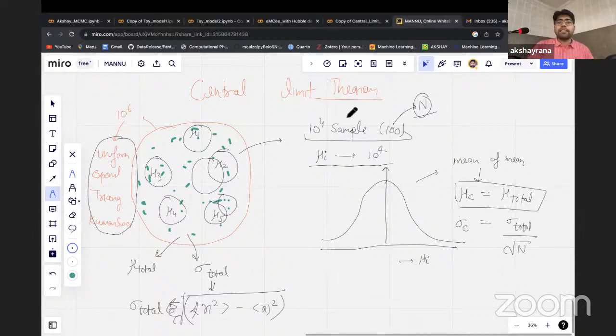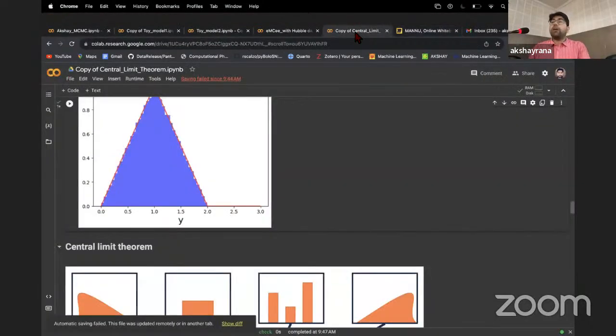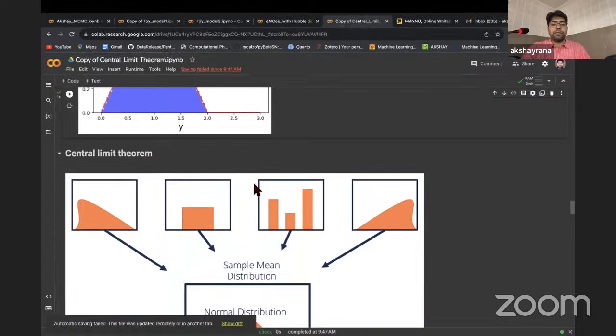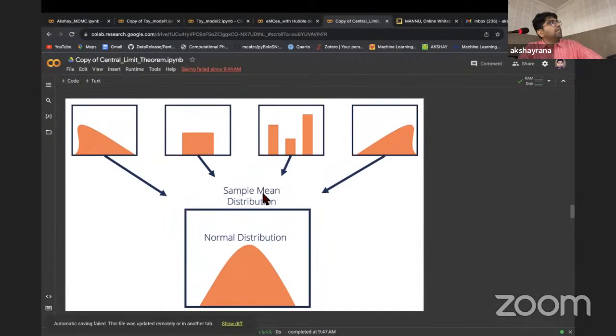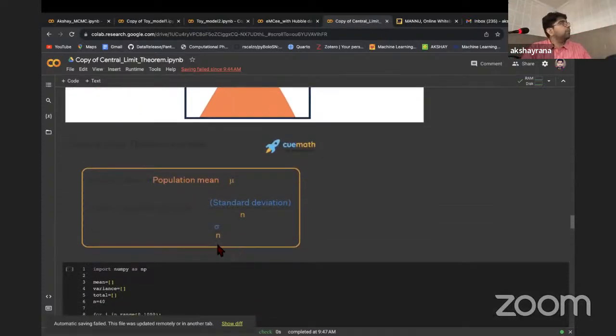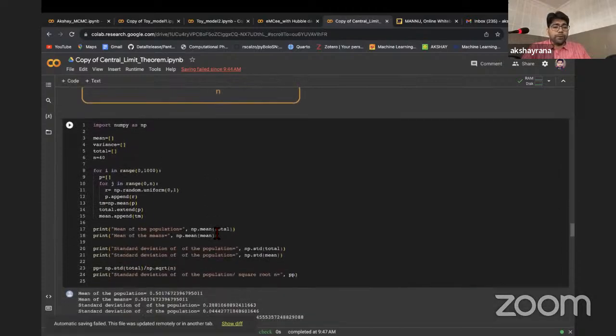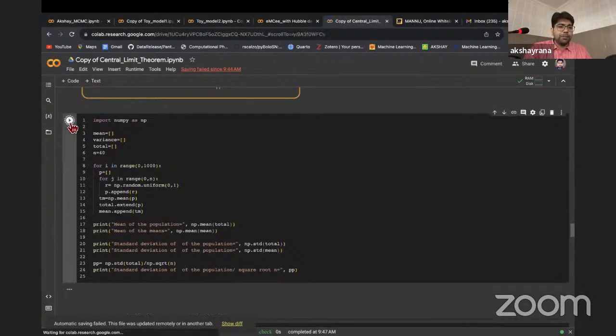Let's get back. Now, either I prove this mathematically or I show it to you computationally. I'll prefer to show it computationally. The theorem is again the same. Whatever the distribution, if you calculate the mean, the distribution of the mean of means is always going to be Gaussian, and the mean of this mean of means is going to be the mean of the original distribution. I have written this code, so I'll share it with all of you. Let me run this piece of code.